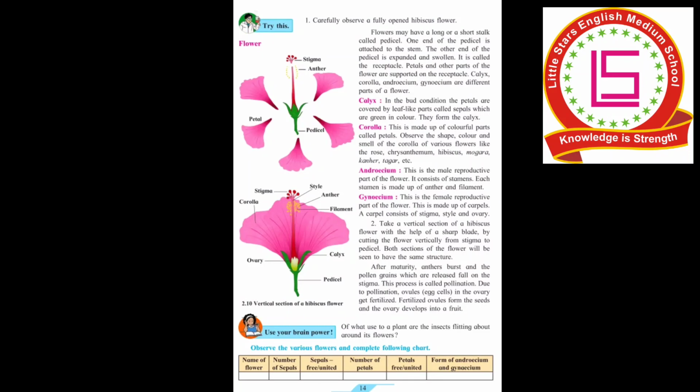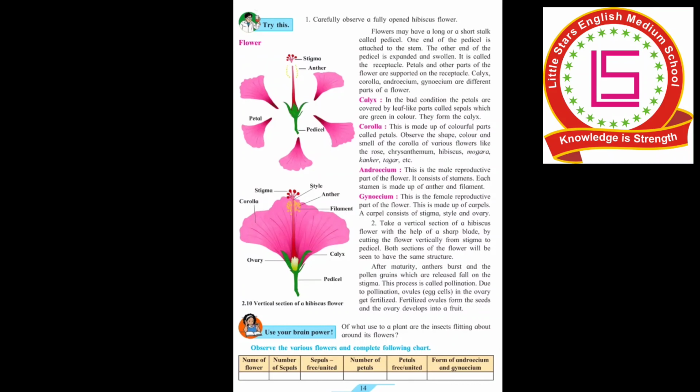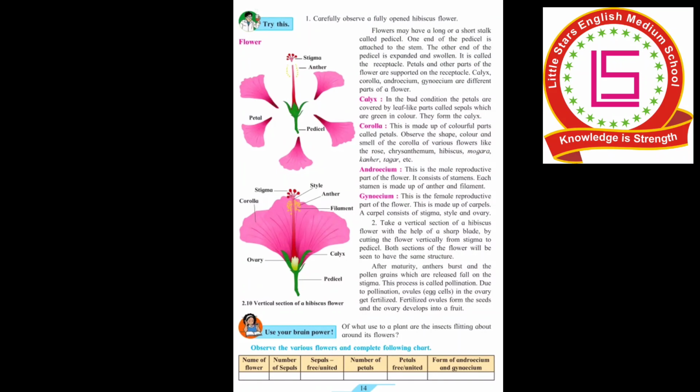First we'll study the first part of the flower, that is called the calyx. In the bud condition, the petals are covered by the leaf-like parts called sepals, which are green in color. They form the calyx. See, in the picture you can see the calyx is shown to you. That part of the flower is called the calyx.